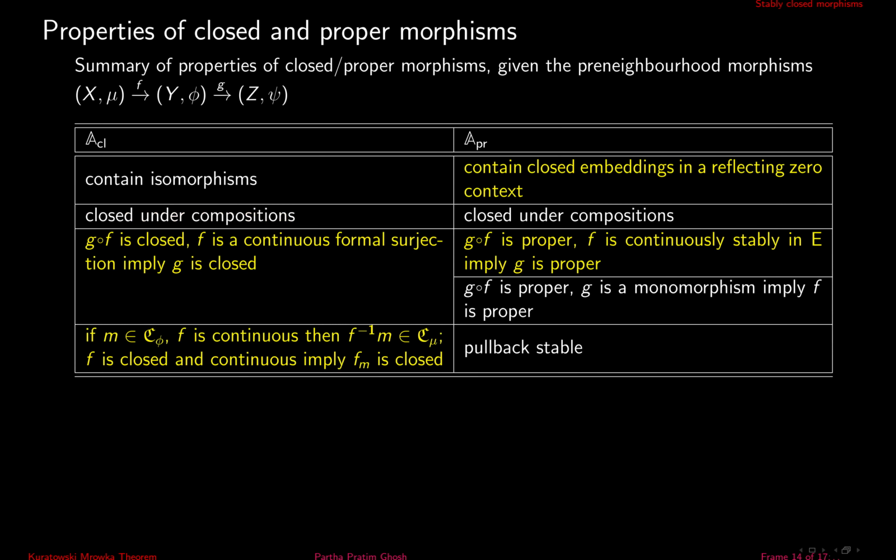Here are some properties of closed morphisms and proper morphisms. The first row says how big they are. The second one is about their closedness under compositions. The third row is about cancelability properties. And the fourth one is about stability under pullbacks. The things in yellow are ones where firstly continuity is required, and secondly a few other conditions are required.